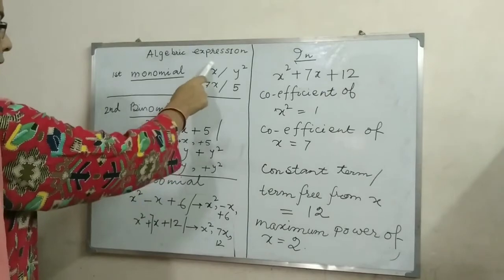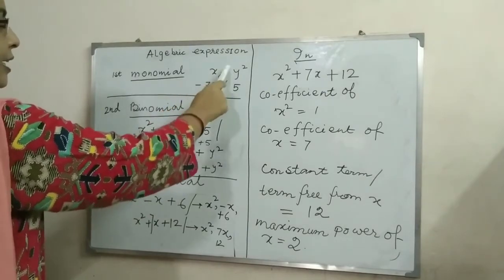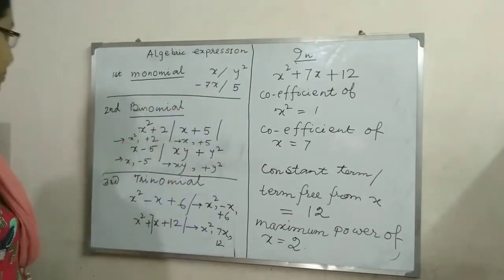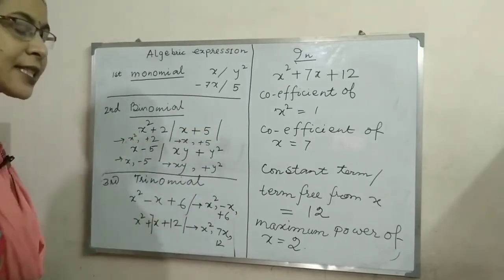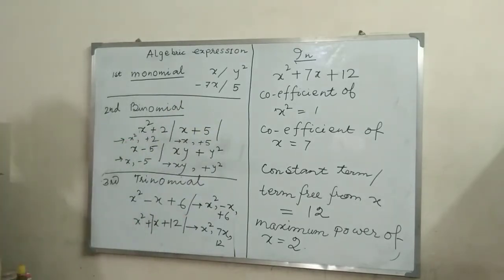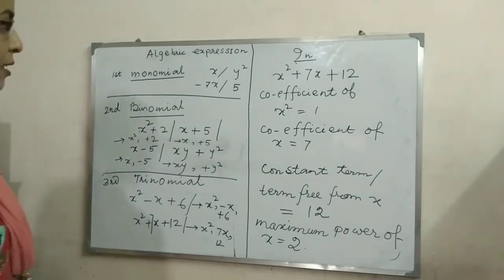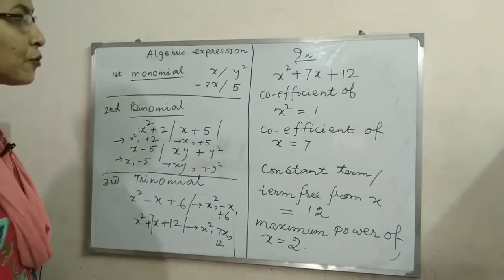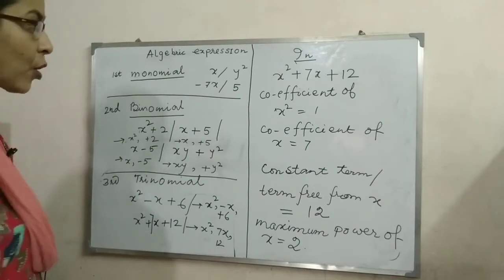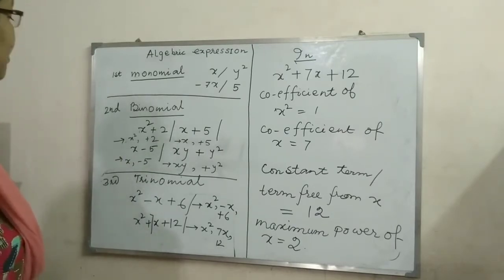In x, the variable is x. In y square, the variable is y. In minus 7x, the variable is x. And 5 is a constant term, that is free from the variable. A constant term is free from the variable.